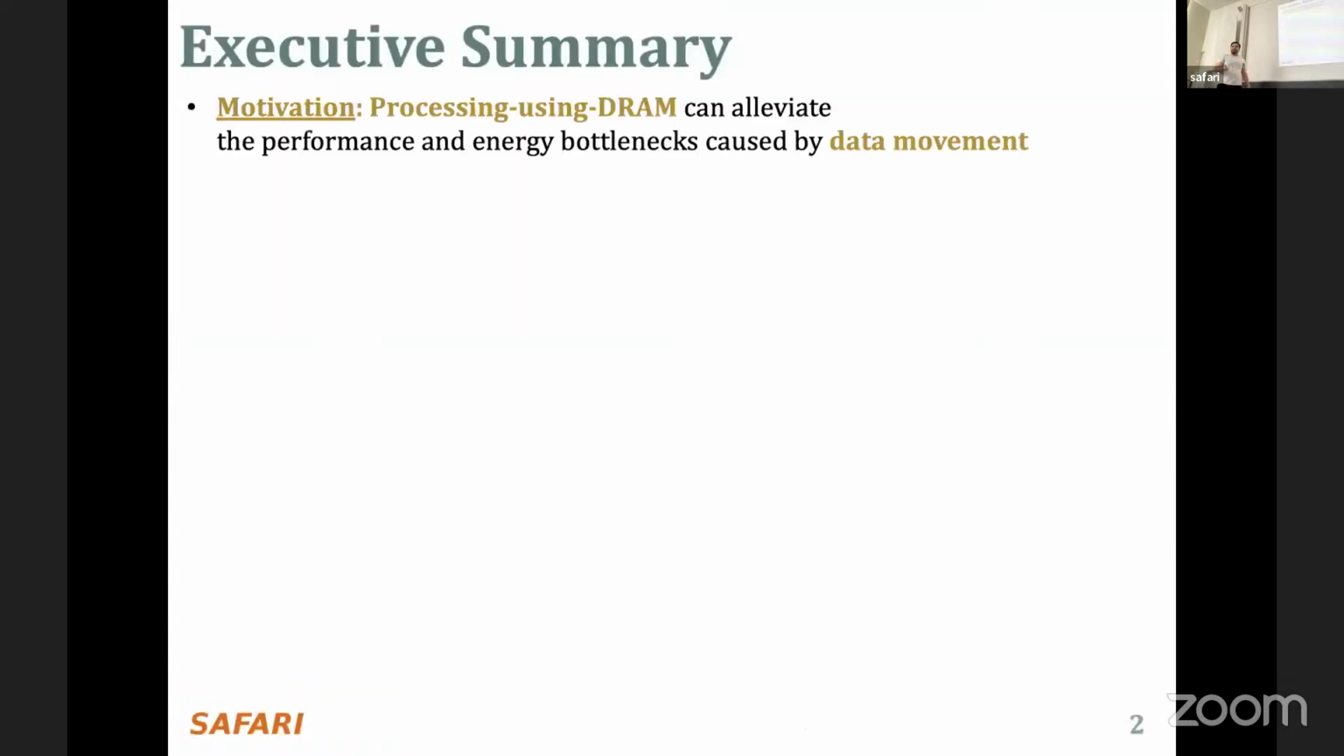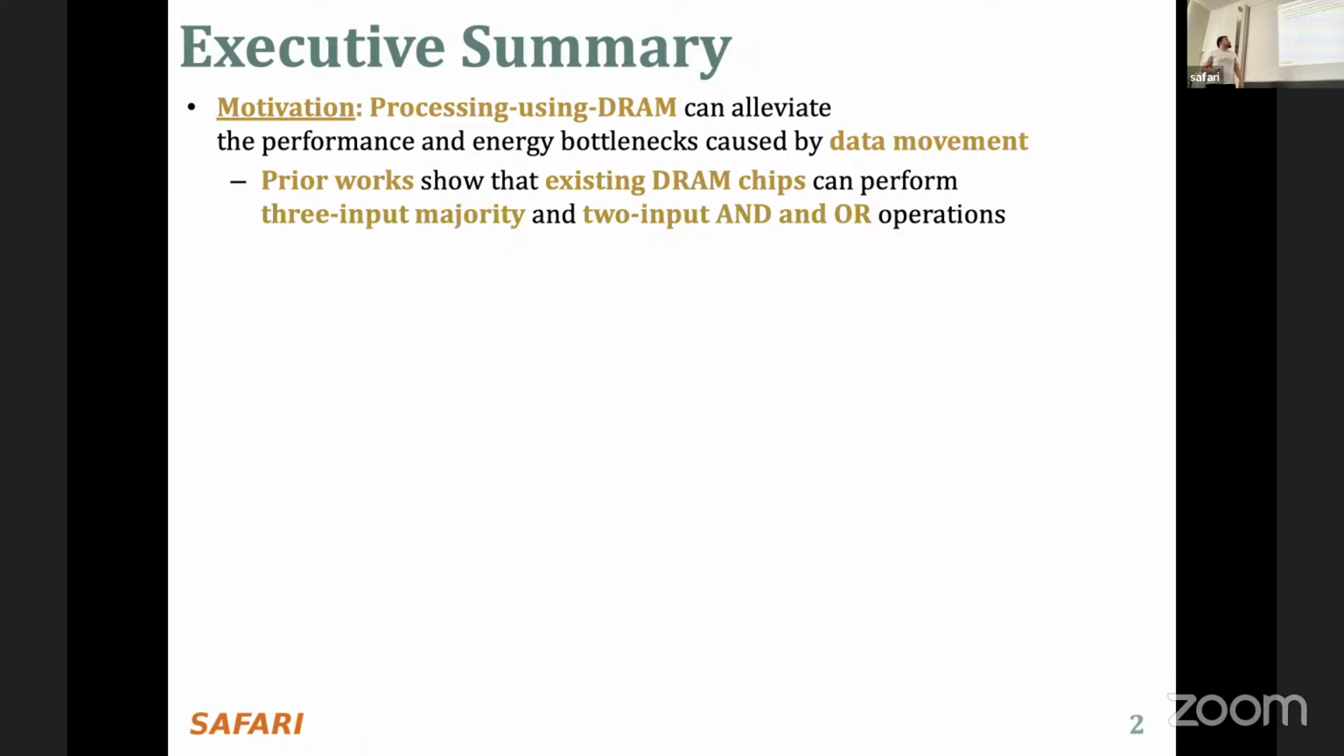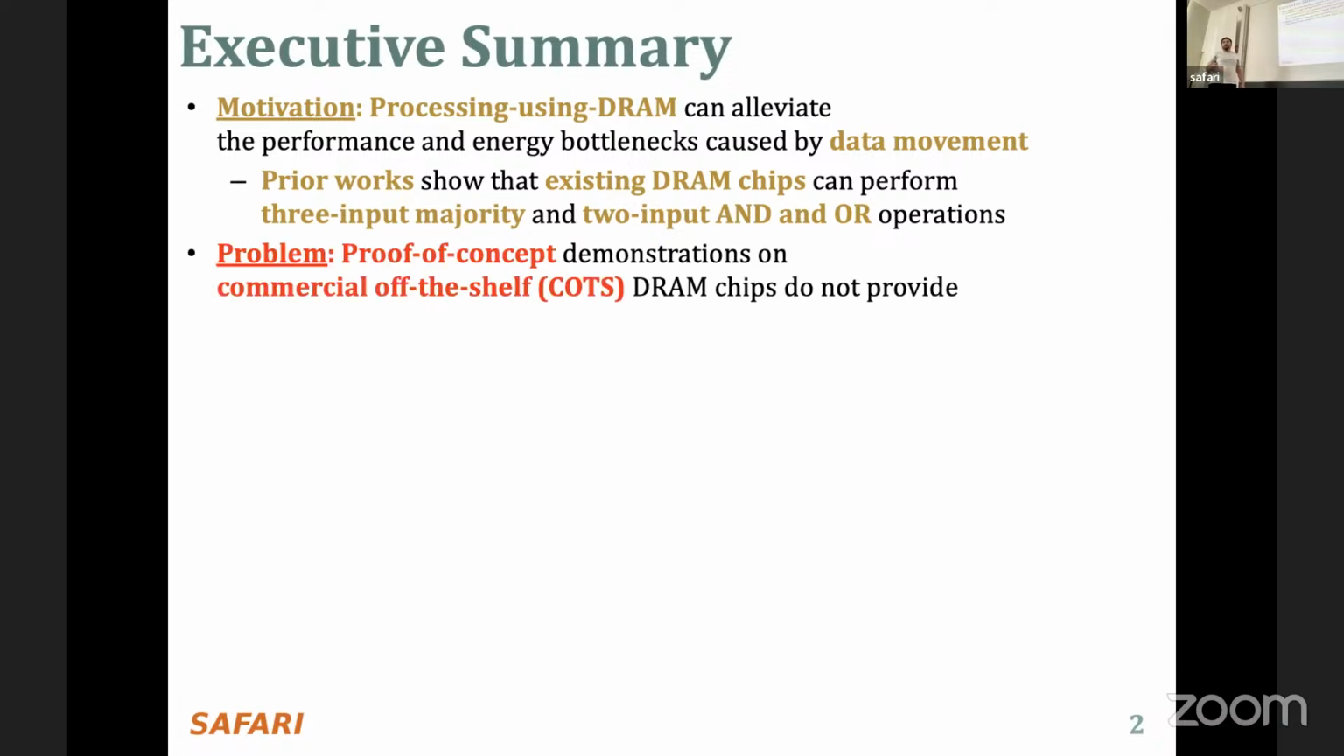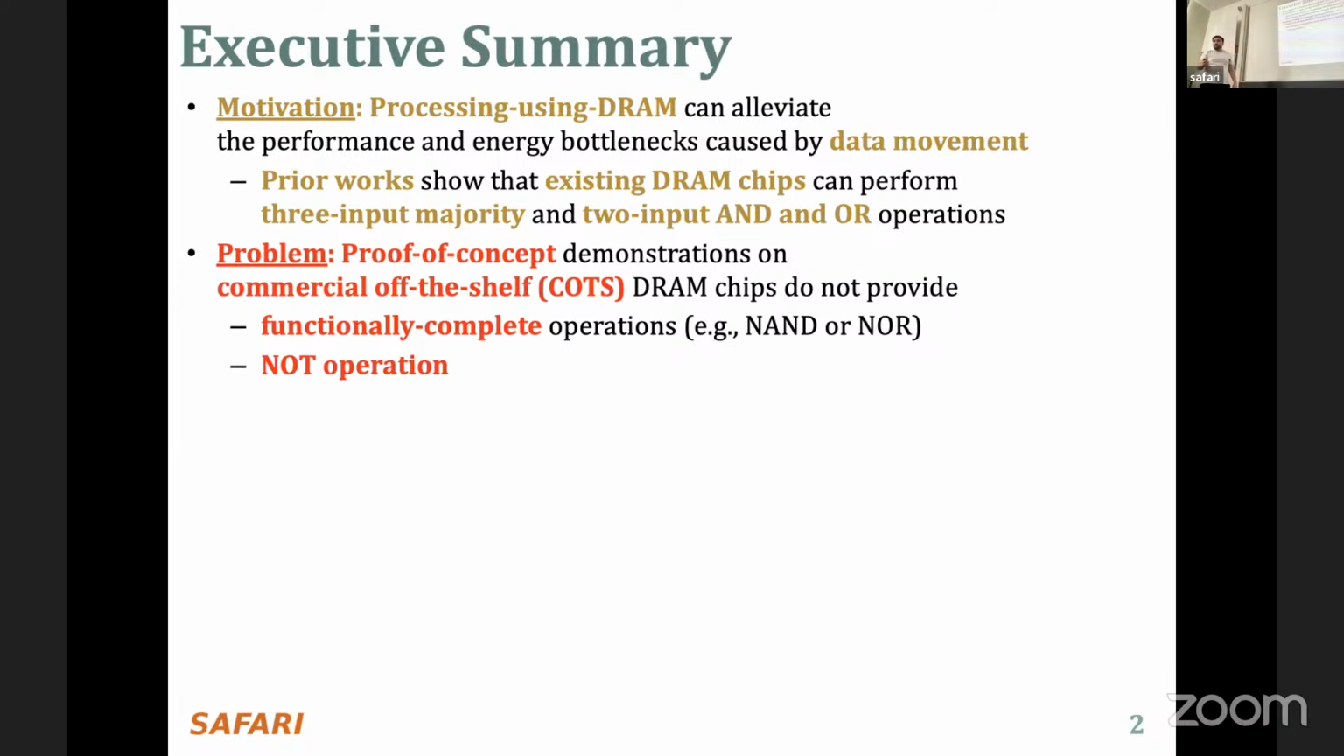So our motivation is the same. Processing using DRAM can alleviate the performance and energy bottlenecks caused by data movement between main memory and processing elements. Prior works show that existing commercial off-the-shelf DRAM chips can perform 3-input majority, which Geraldo talked about, and thus they can perform 2-input AND and OR operations in real DRAM chips. However, these proof-of-concept demonstrations cannot perform functionally complete operations such as NAND, NOR, and NOT, or AND and OR operations with more than 2 inputs.